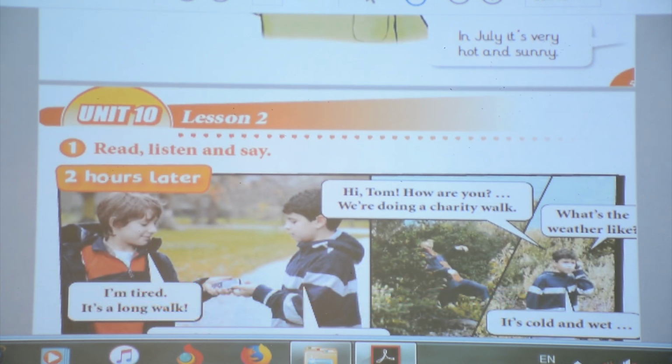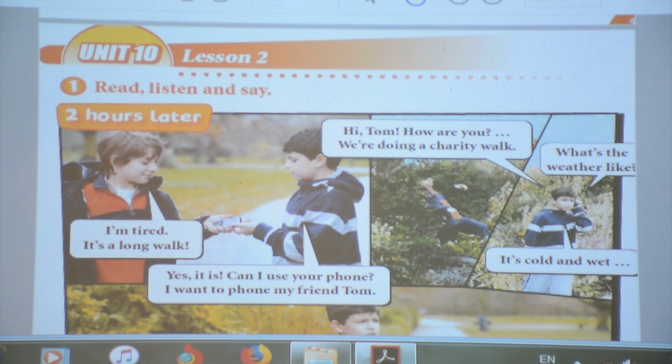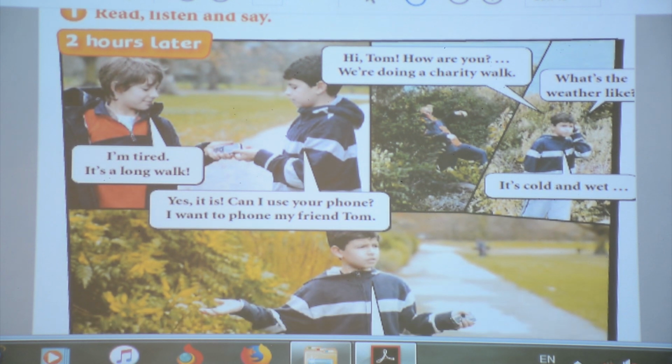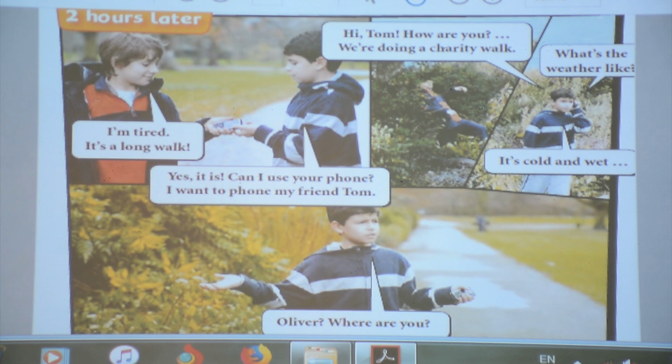Unit 10, Lesson 2, it's conversations. Read, listen and say. If you look at the pictures, we have conversations between two persons. Walk? And he answered, yes, it is. Can I use your phone? I want to phone my friend Tom. And he said, hi Tom, how are you? We are doing a charity walk. What's the weather like? It's cold and wet.